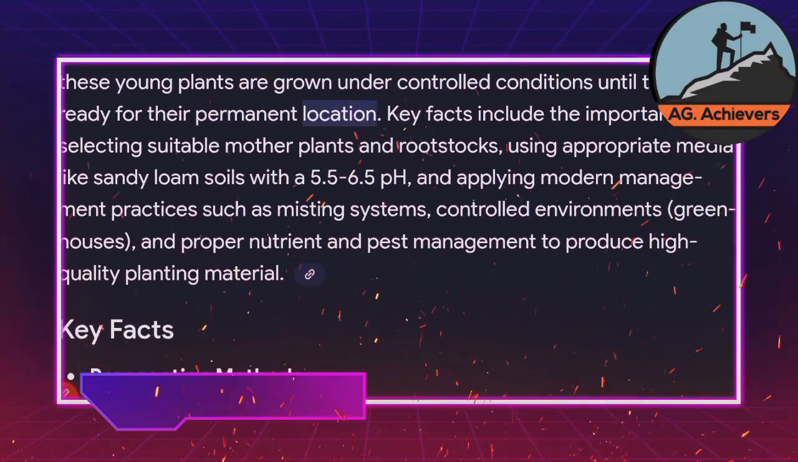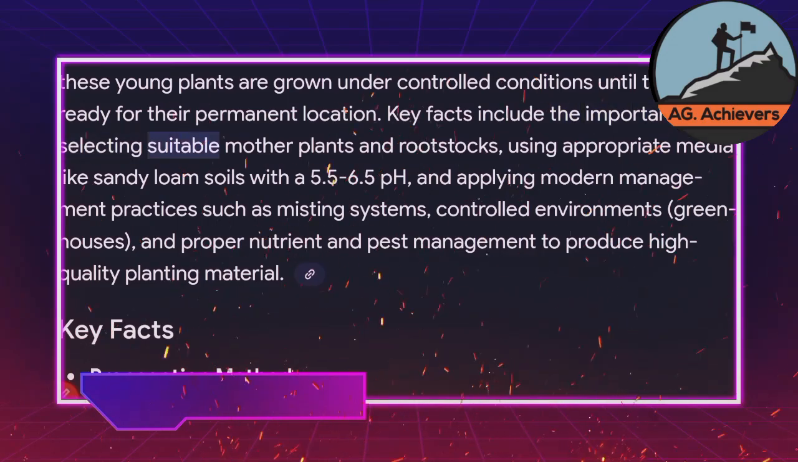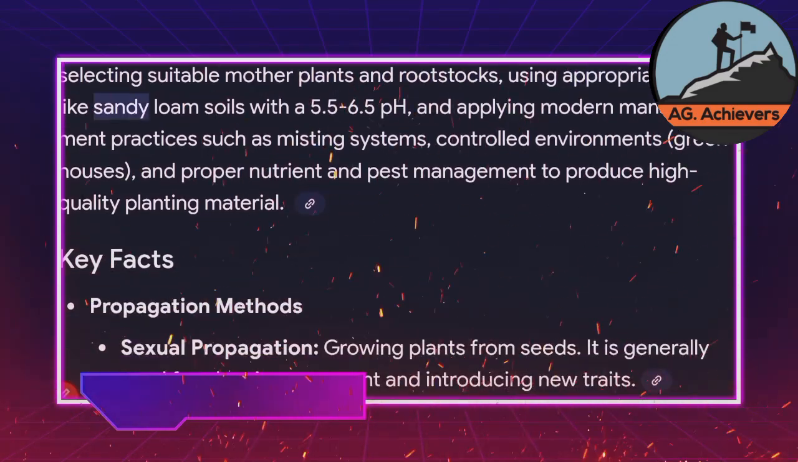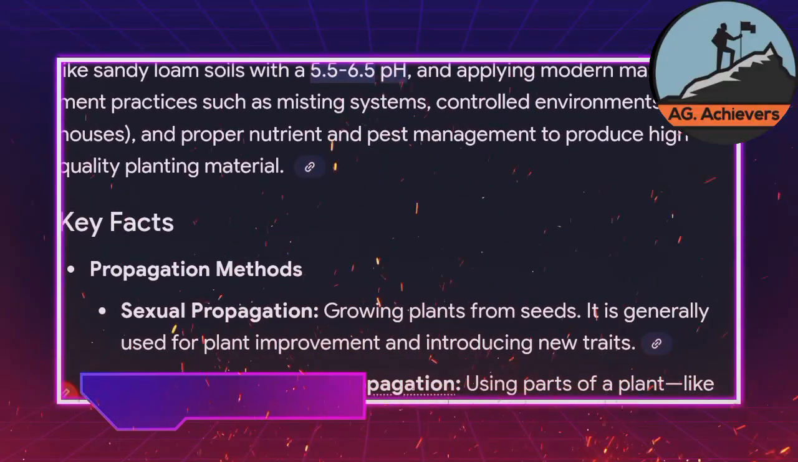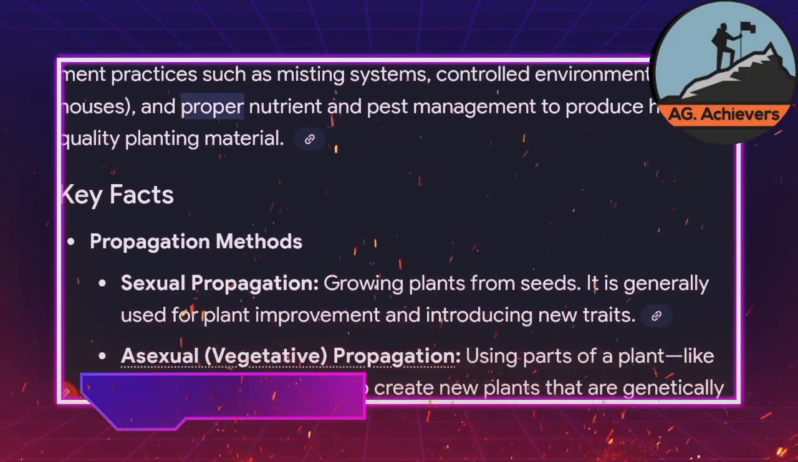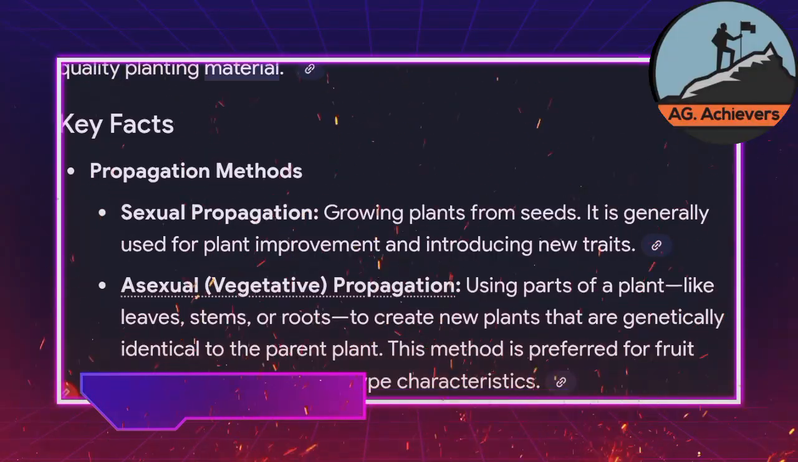their permanent location. Key facts include the importance of selecting suitable mother plants and rootstocks, using appropriate media like sandy loam soils with a pH of 5.5 to 6.5, and applying modern management practices such as misting systems, controlled environments, greenhouses, and proper nutrient and pest management to produce high-quality planting material.